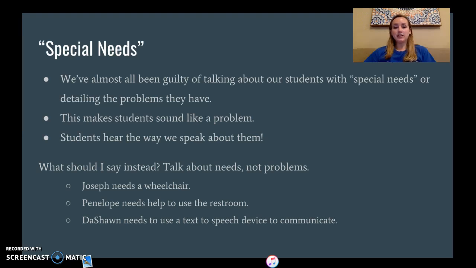So in the example I just gave you, I gave you a few things that a student could not do. So instead we're going to say what they need to be successful. So Joseph needs a wheelchair. So instead of saying he can't walk, he needs a wheelchair. Penelope needs help to use the restroom. Instead of saying she can't use the restroom by herself, we're going to say she needs help with that skill. Instead of saying that someone can't verbally communicate, we're going to say Deshawn needs to use text-to-speech devices to communicate. This kind of shows a teacher what they can do rather than just what the student can't do.